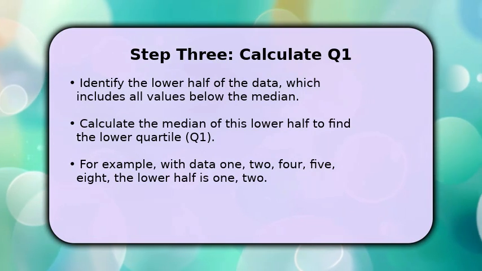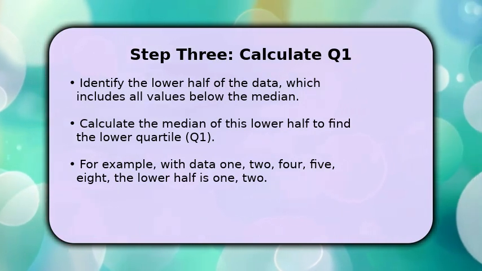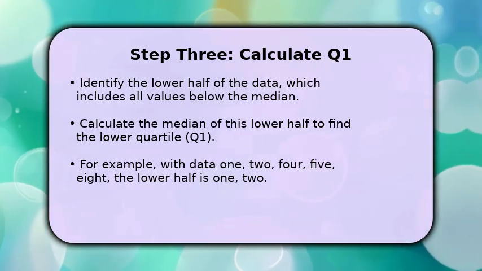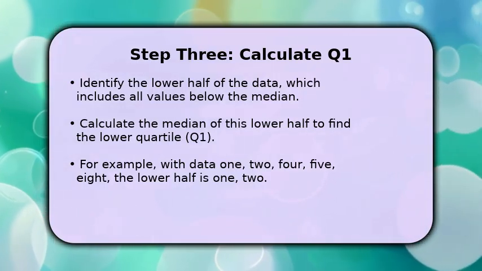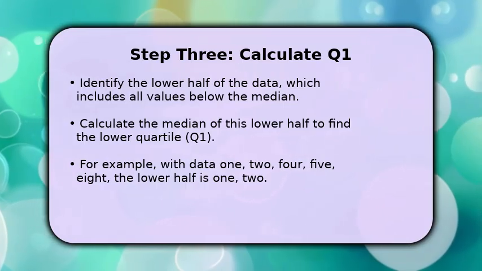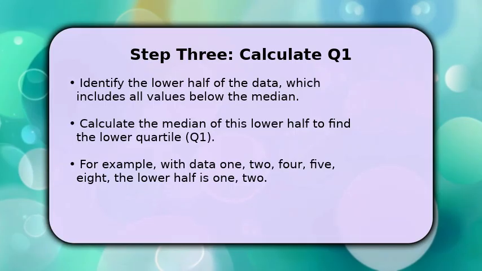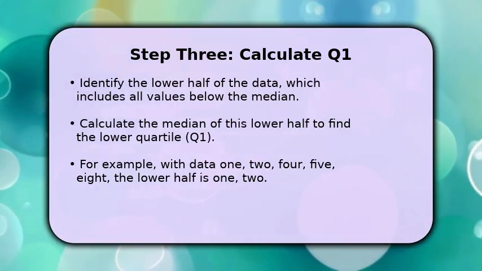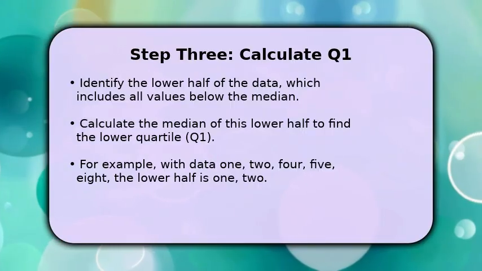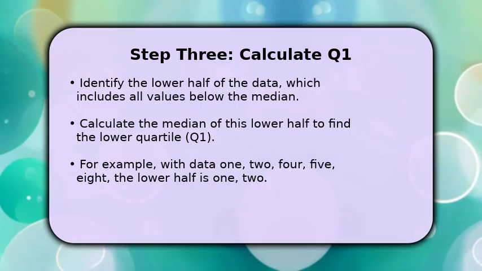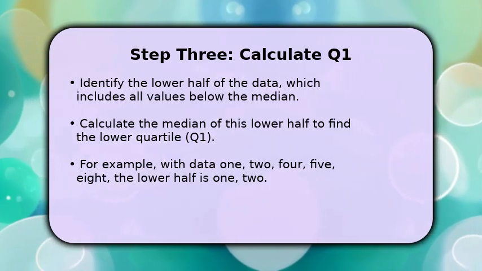Finally, to find the lower quartile, or Q1, we focus on the lower half of your data. This includes all the data points that fall below the overall median you just found. You then calculate the median of this lower half. Using our example, with the full data set 1, 2, 4, 5, 8, the lower half is 1, 2. The median of 1 and 2 is 1.5. Therefore, 1.5 is your lower quartile, Q1. This means 25% of your data is below 1.5.